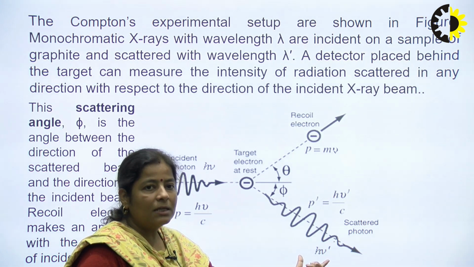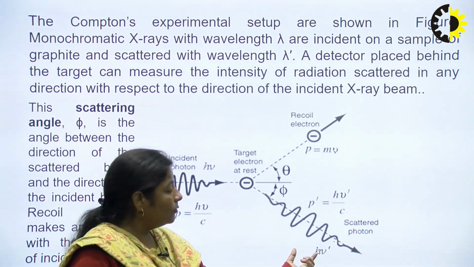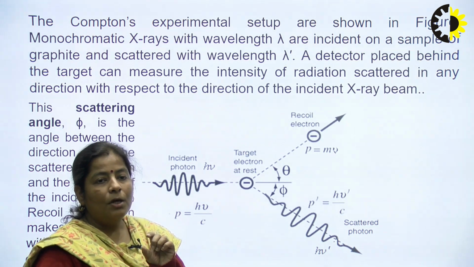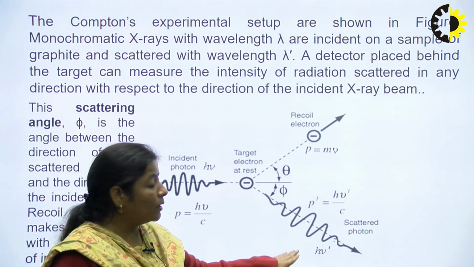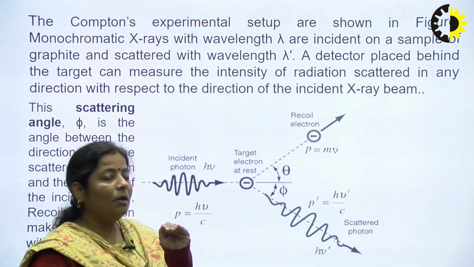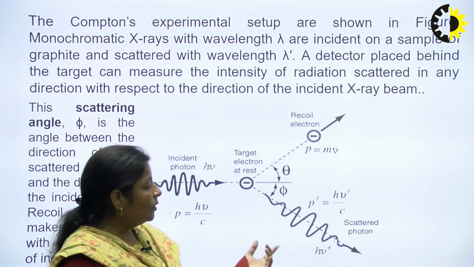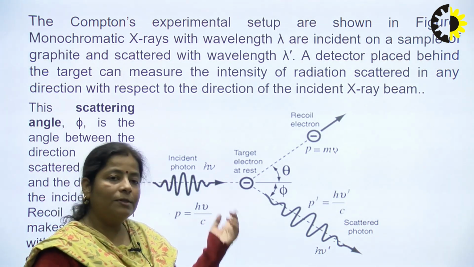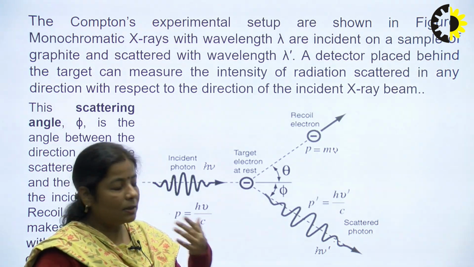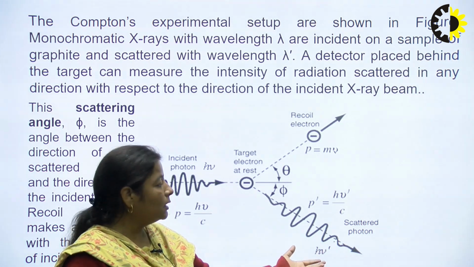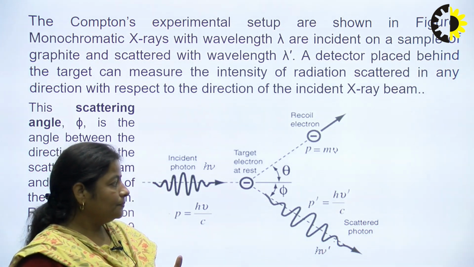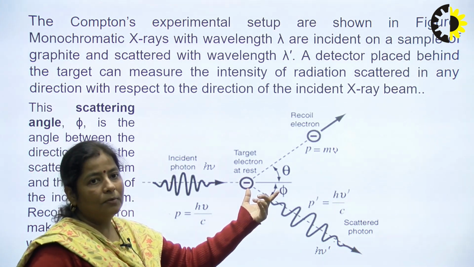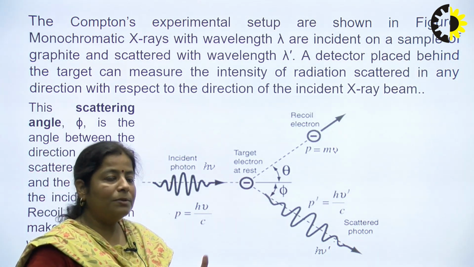So if the energy is less for this scattered photon, the frequency of the scattered photon will also be less, because h is constant, Planck's constant. Once the frequency nu dash is less, since frequency and wavelength are inversely related, the wavelength will be larger. This is the reason why the other scattered beam obtained in the Compton effect has a larger wavelength. With this diagram, we can clearly understand what is happening and why the Compton effect takes place.